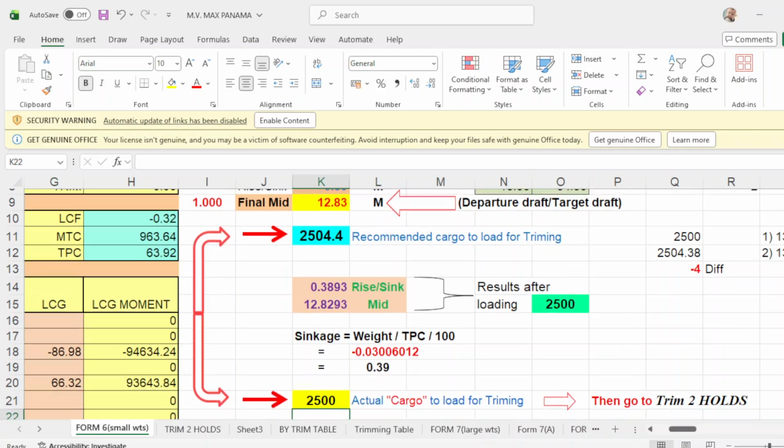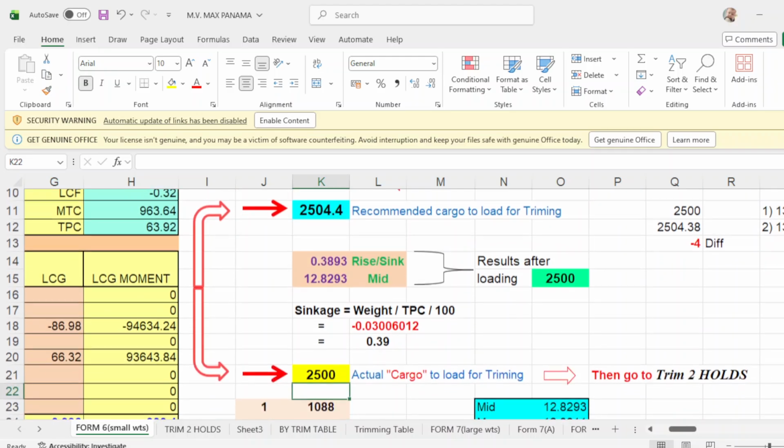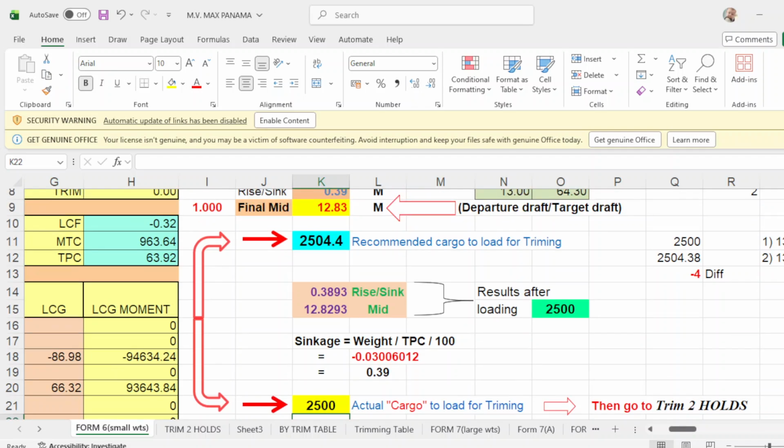When I press enter, results after loading to 2,500: your departure drop is a little bit less, which is 12.8293, and your sync gauge is a little less than 0.39, that will be 0.3893. So if you will continue.